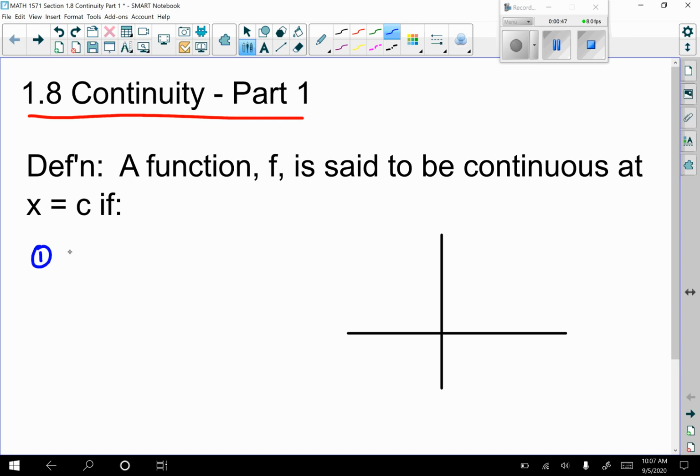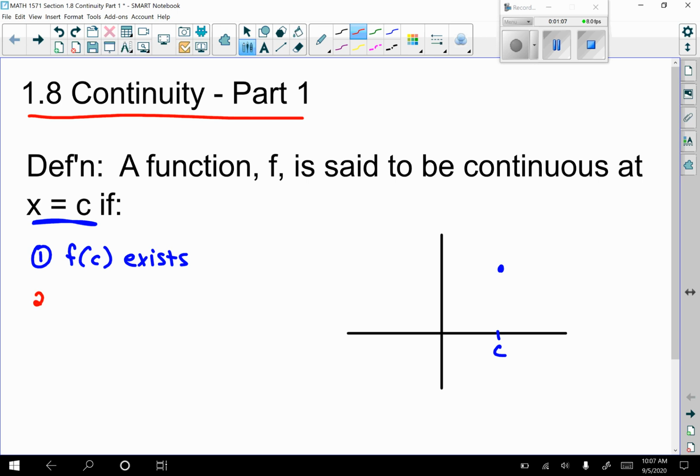So the first is that f of c needs to exist. So if I'm looking at some graph here, I've got this x value here, but at c, that's what this is saying, it needs to exist. So I need to have some point showing an ordered pair here. So f of c needs to exist.